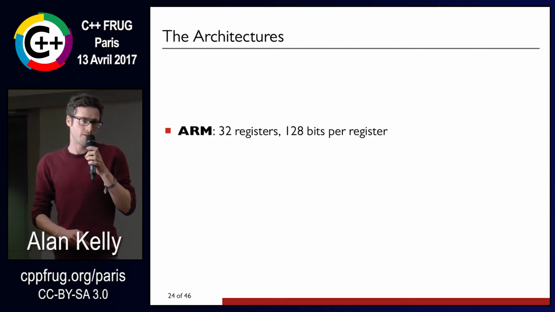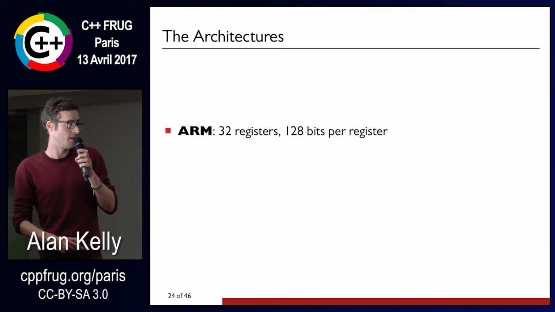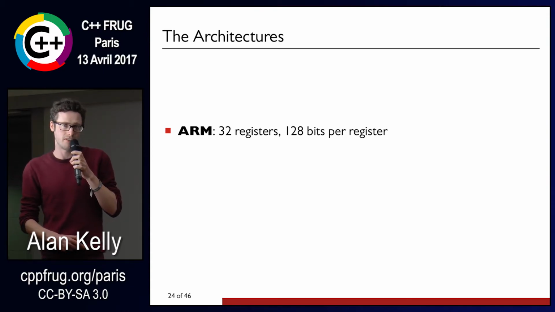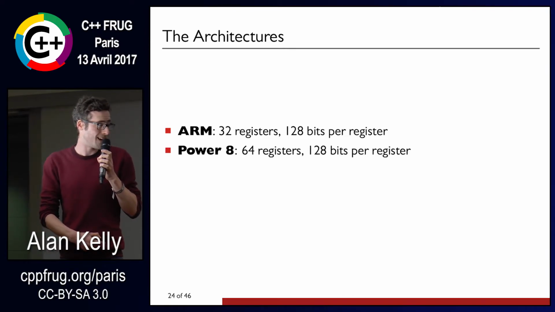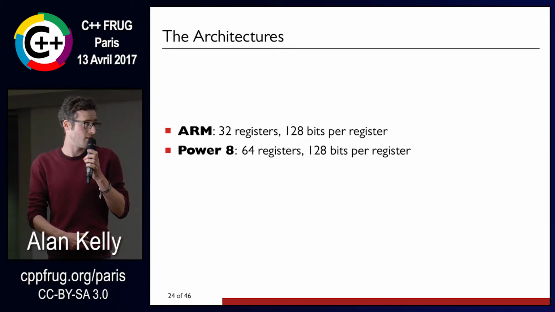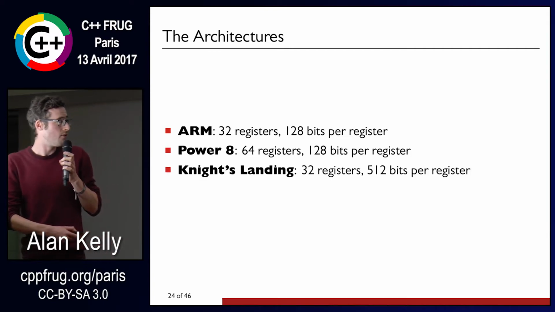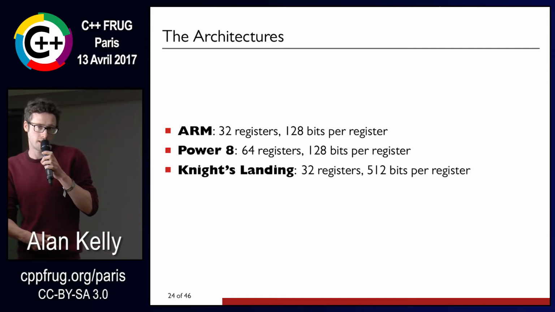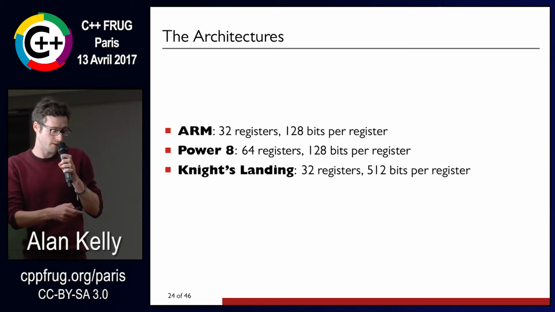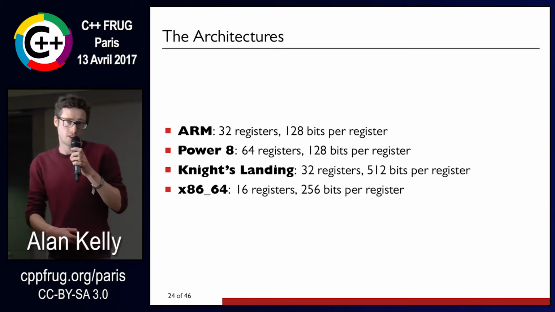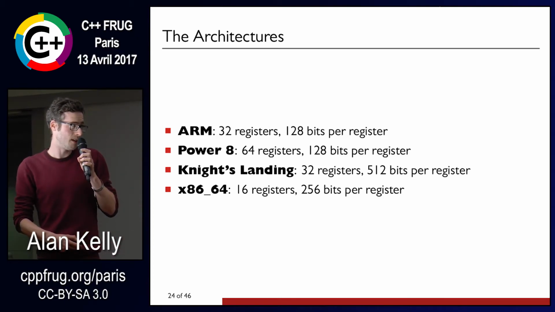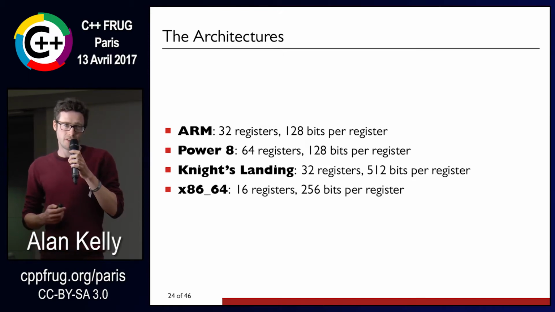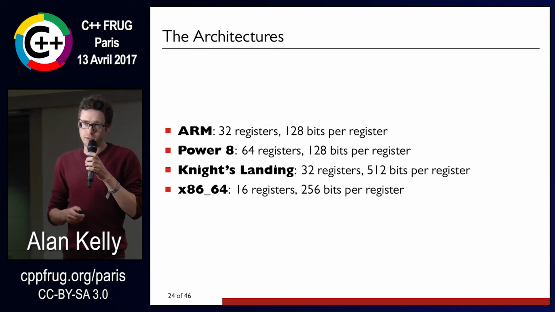So we're going to be working with 4 different architectures. We have ARM, with 32 SIMD registers with 128 bits per register. Power 8, we've got a massive 64 registers, again 128 bits per register. We have Intel's KNL, with 32 registers at 512 bits per register. And we have a normal x86 computer, your laptop, your computer at work, with 16 SIMD registers at 256 bits per register. So we want to write a generic code which is optimal on each one of these architectures.